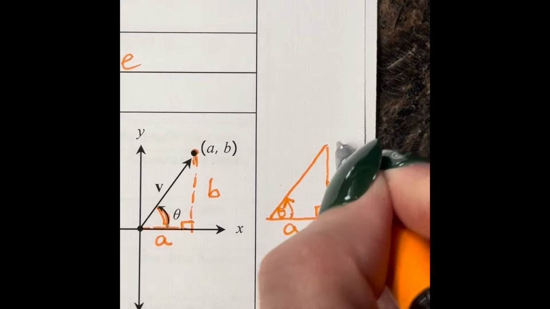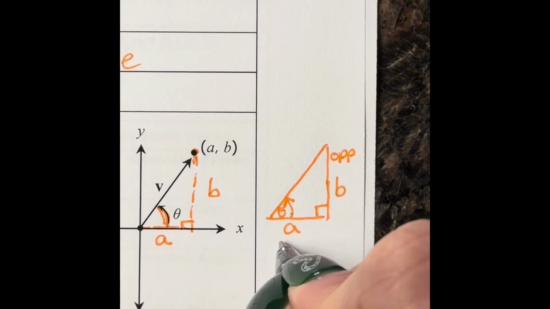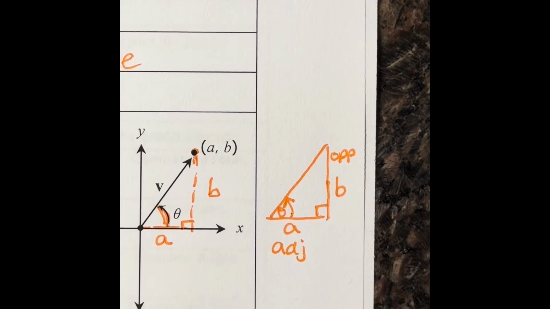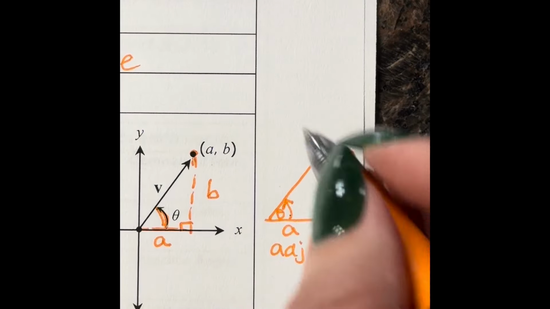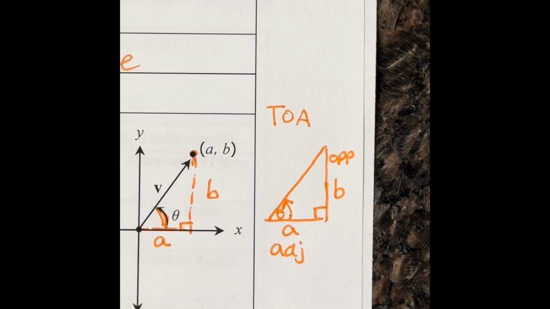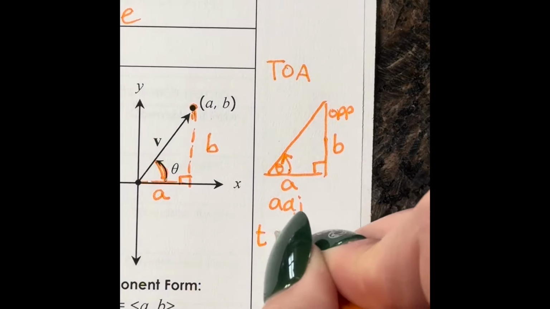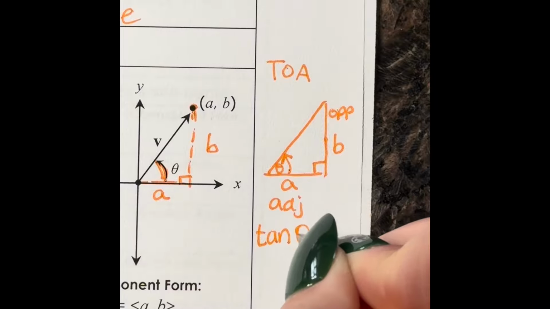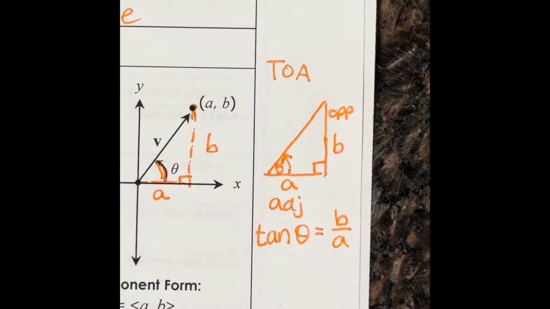What we know is the opposite side of angle theta, and we know the adjacent side for angle theta. So we can write a trig function that relates all of those together. And if you think back to your days of trig, SOHCAHTOA, TOA relates the opposite and adjacent side. So I can say that the tangent of theta will be the opposite side, which is b, over the adjacent side, which is a.